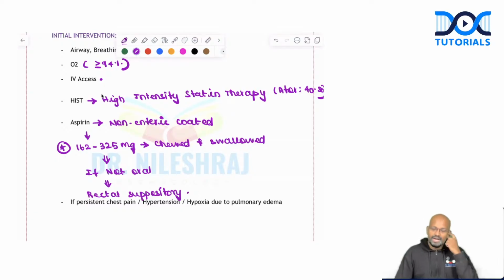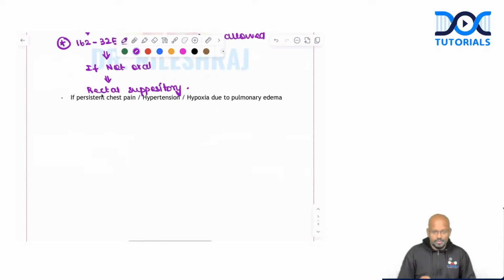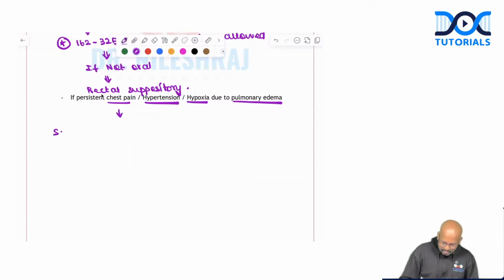So please note down that in case of emergencies, we have to start the patient with high intensity statin therapy. We have to start with aspirin. In the next one, even after administering it, if the patient is presenting with persistent chest pain, or if the patient's blood pressure is getting raised, or there is hypoxia due to pulmonary edema, then we can opt for sublingual nitroglycerin.